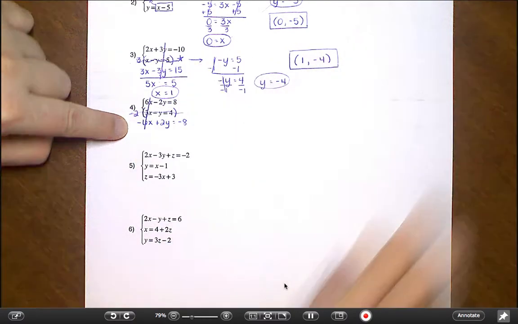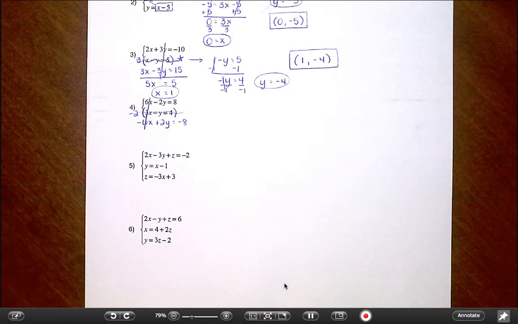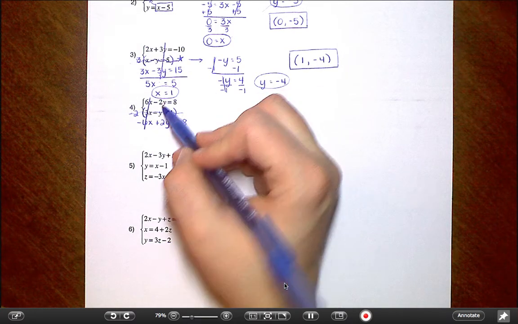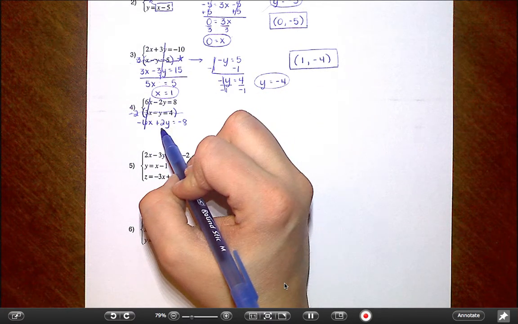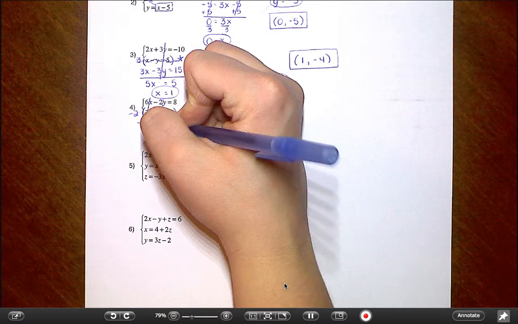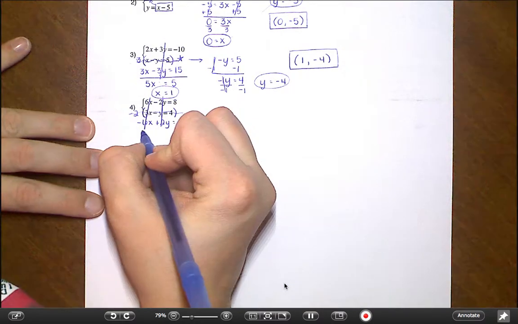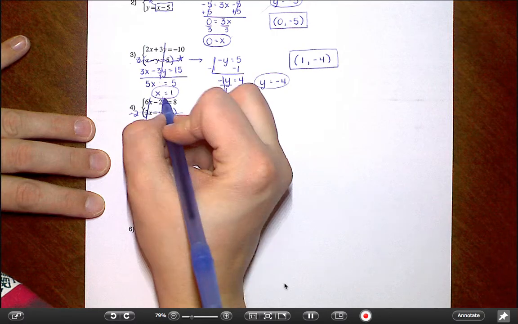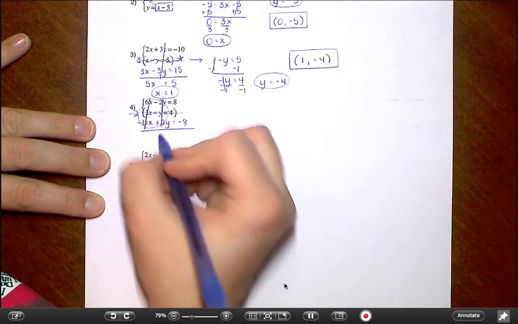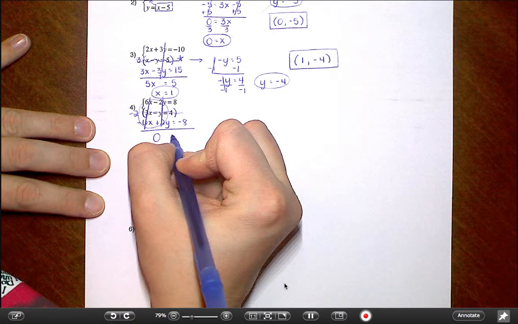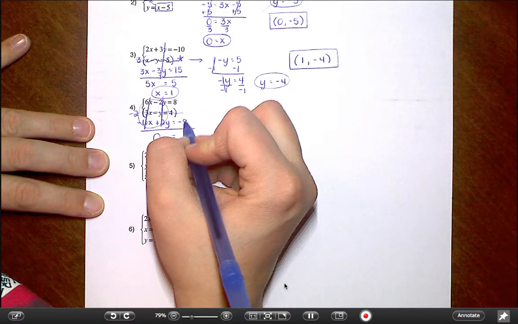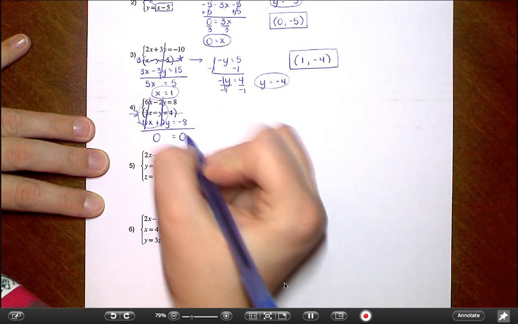Now, my 6x is canceled. That's what I wanted to happen. That's the whole reason I multiplied by the negative 2. But in this one, look at what else happens. Negative 2y and positive 2y cancel also. Okay, double cancel out. And I didn't mean for that to happen. I just meant for the x's to cancel. That means when I'm adding these together that this whole side here is equal to one big fat 0. And then over here, 8 plus negative 8 is also equal to 0.